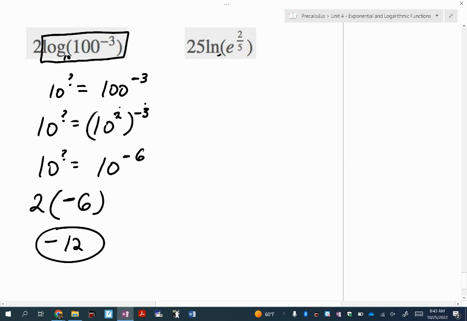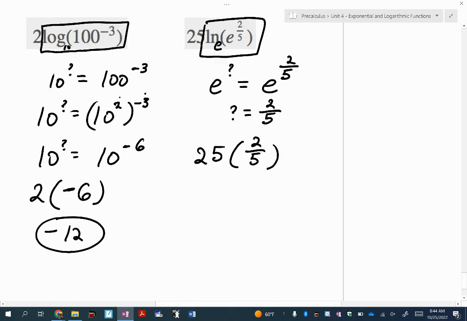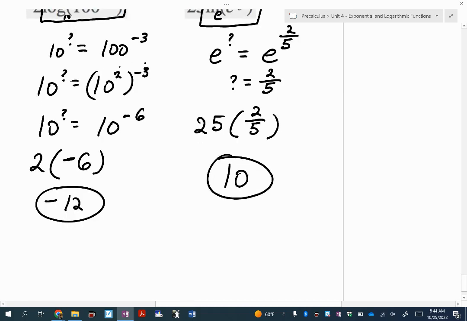Oh, a natural log. Base of e. So again, I'm just focused on this right now. So e to some power equals e to the 2/5 power. Now, what we talked about in previous problems is that when the bases are the same, the exponents must be equal to each other. So this question mark is equal to 2/5. All right, but again, that's not the answer. I need to do 25 times 2/5, which is going to be 10.